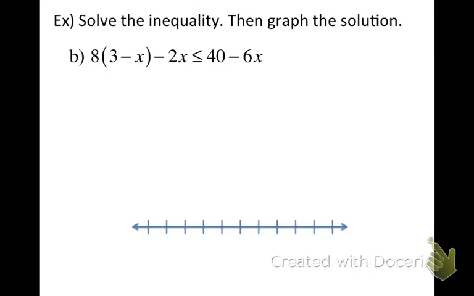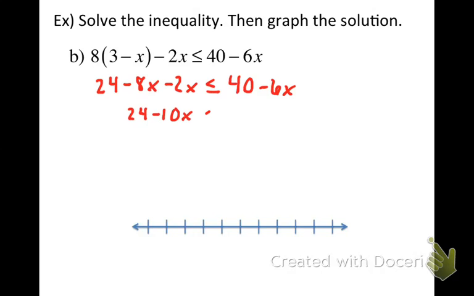All right, let's take a look at another inequality then. And this one you can see there is some simplifying to be done on the left side of the inequality. We need to go ahead and use the distributive property here first and get 24 minus 8x, and then we'll just copy the rest of it down the same way. Nothing we could do to simplify the right side of the inequality, so we'll just leave it alone as well. All right, and then we still got some like terms to combine on the left side of the inequality here, so let's go and combine those. So we'll get 24 minus 10x is less than or equal to 40 minus 6x.